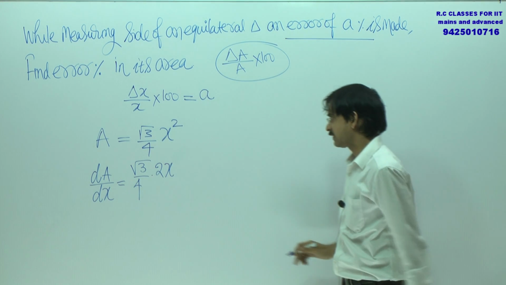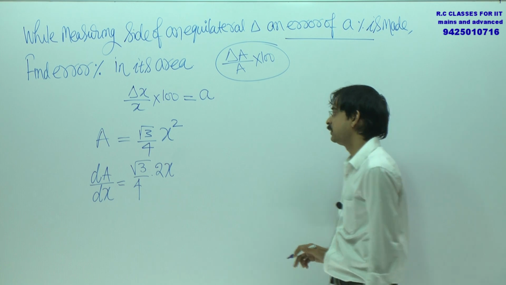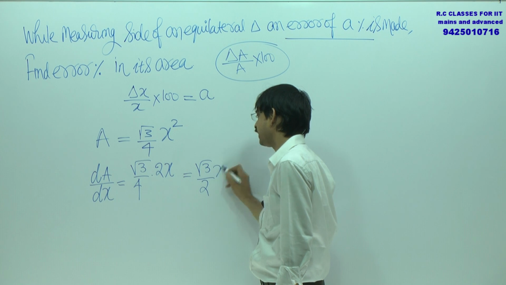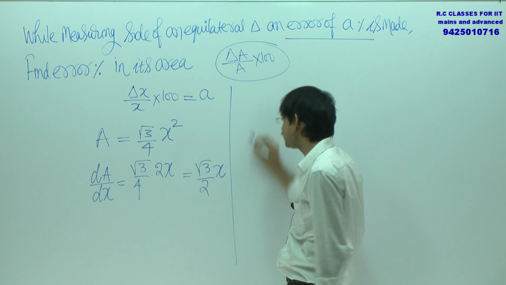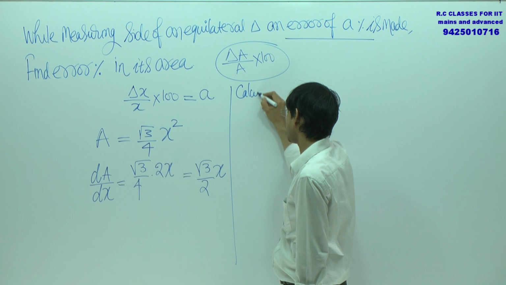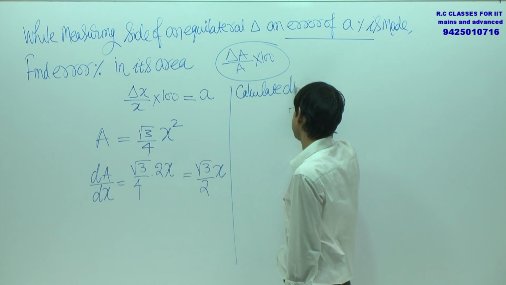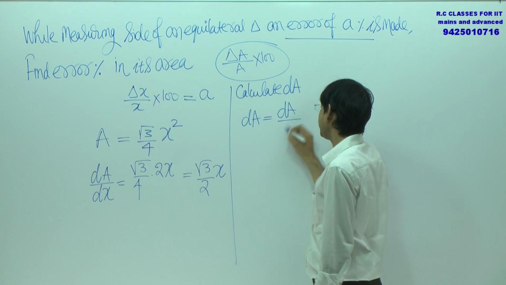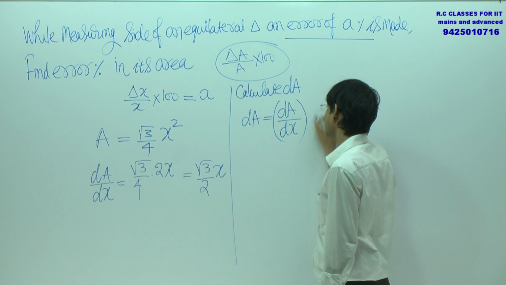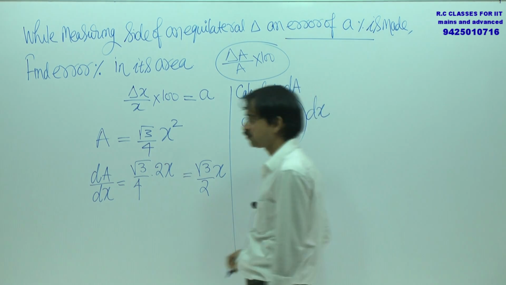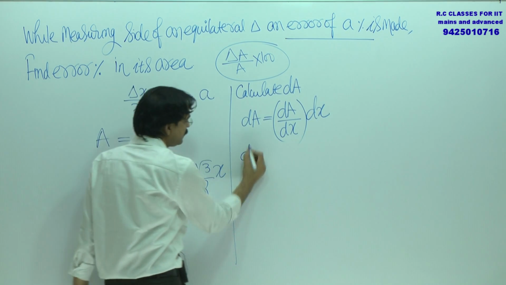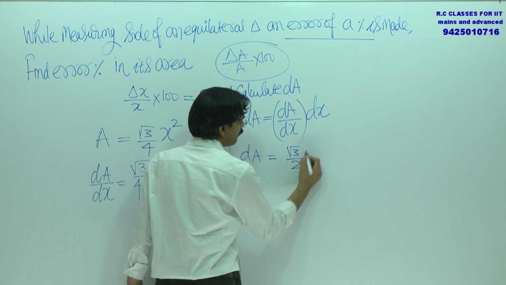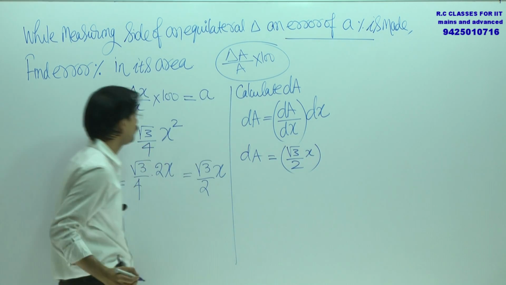So that is dA by dx. Fine. That will be root 3 by 2 into x. Now, as per the procedure to calculate dA, we will be using dA is equal to dA by dx into dx, right? So that dA by dx is what? Root 3 by 2 into x into dx. What is that dx?